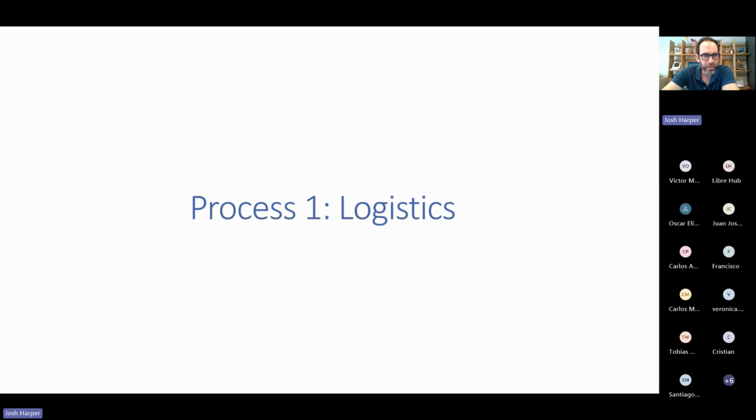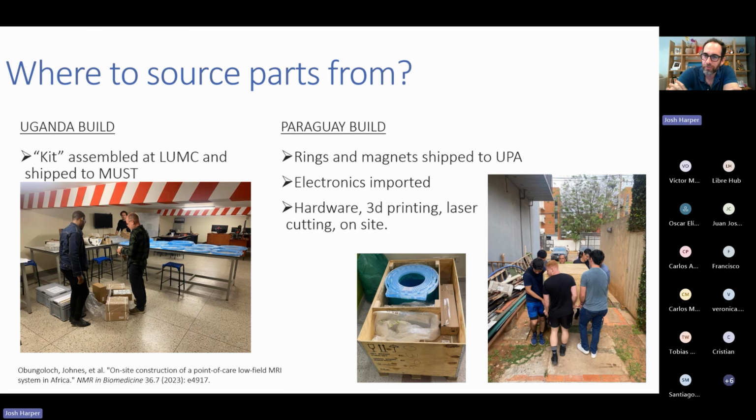So I like to think of building this system as a series of processes. And process one is the worst. It's logistics. Nobody wants to think about logistics, but you have to get it right if you want to have a successful build. So in terms of logistics, you have to really think about where you're going to get your parts from. If you're in the US or Europe or other highly industrialized places, it might not be as difficult. But I know from my experience in Uganda and also in Paraguay, it can be a real struggle to import components into the country. And actually, it can even be a showstopper if you don't have people who know what's going on with the importation laws.